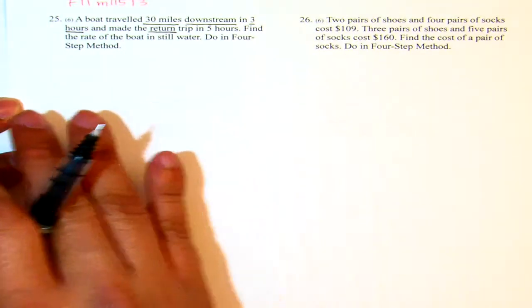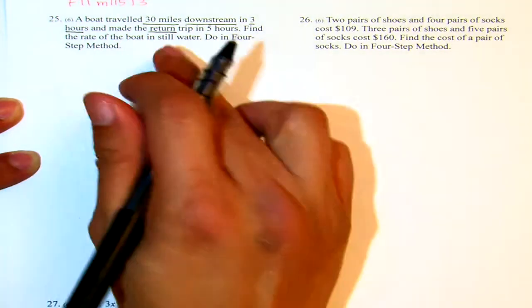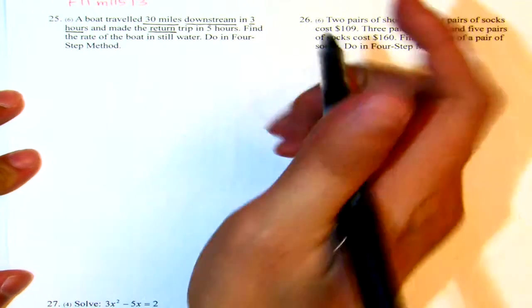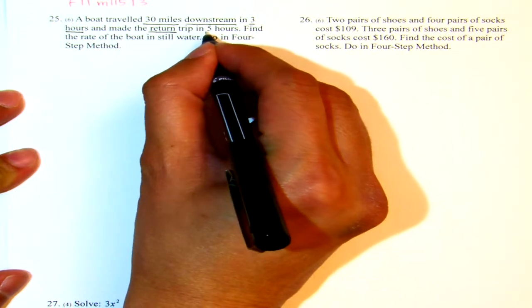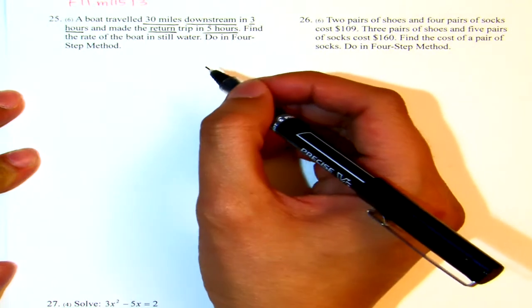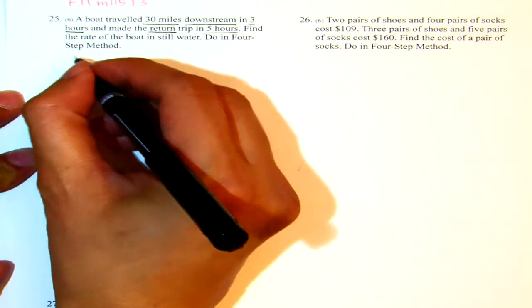Well, you go downstream 30 miles means you go upstream, return trip, 30 miles as well. Now, when it goes the return trip, it's 5 hours. Okay. Now the question is, we need to find the rate of the boat in still water.